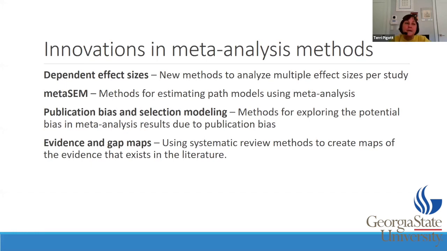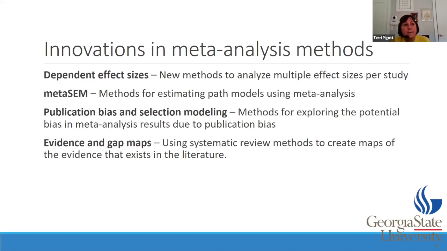The data we get in meta-analysis is inherently correlated because we have multiple effect sizes per study, and it's hierarchical. We have effect sizes nested in studies. There are a whole host of new models that we use now to take those things into account.